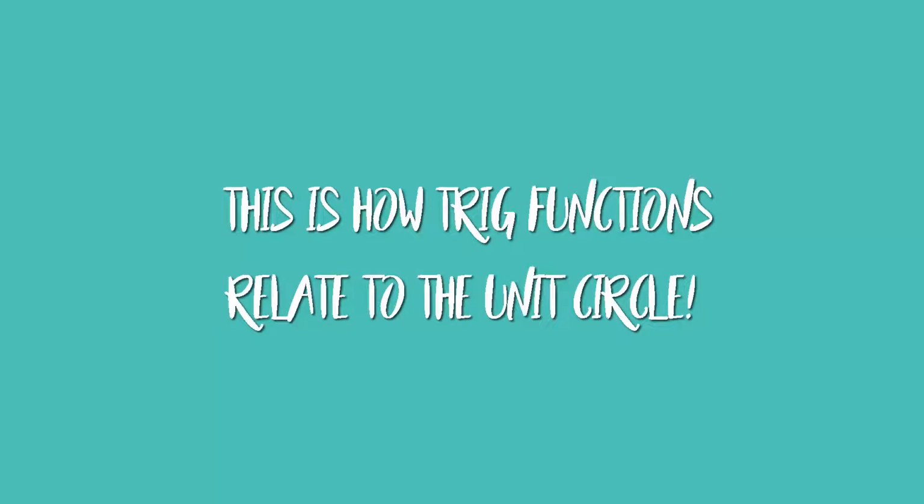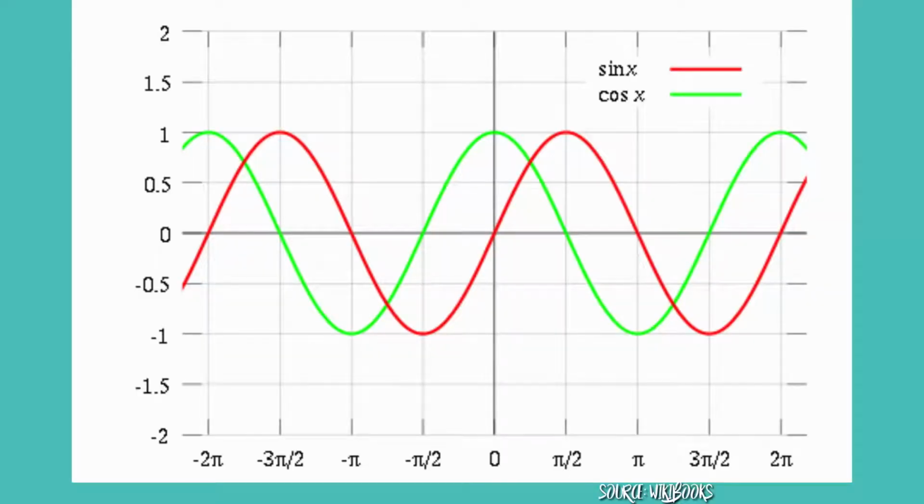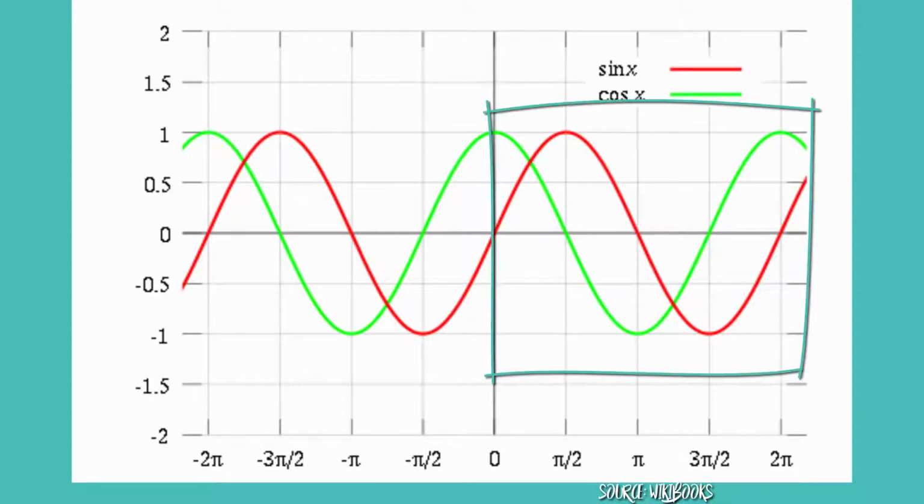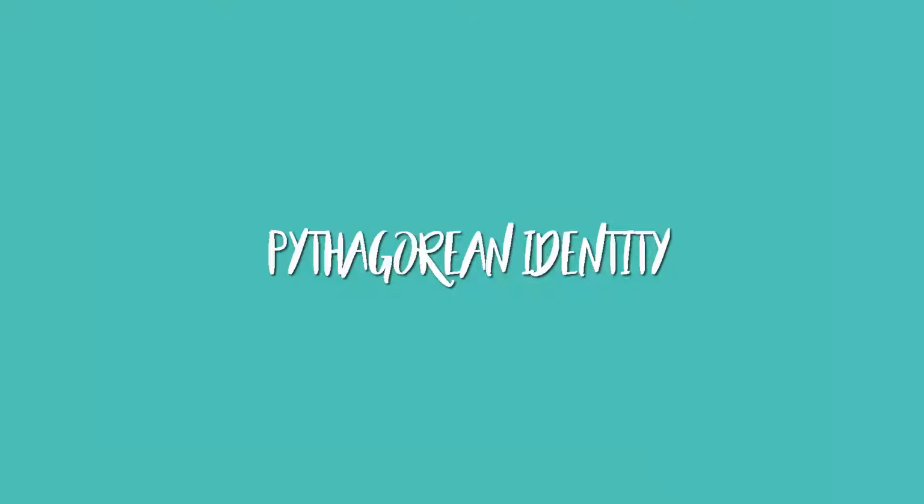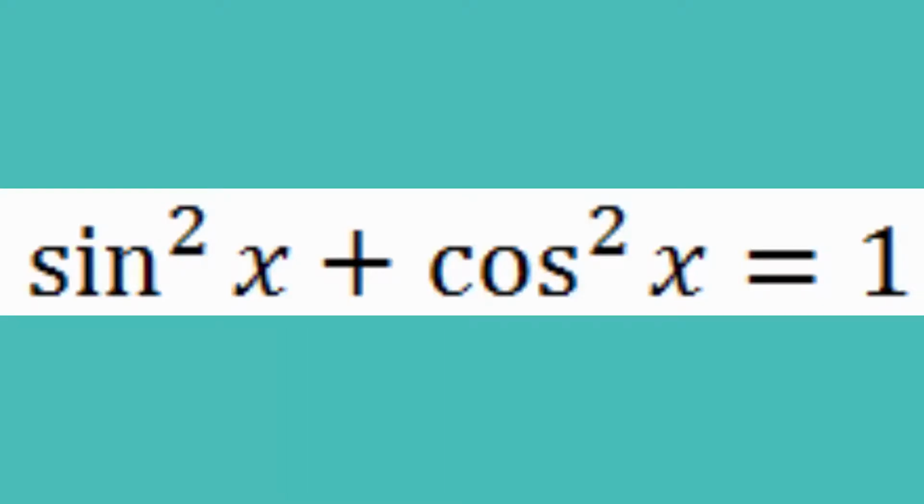Their graphs can also be related. Sine and cosine graphs repeat over and over again, but did you know these specific parts are one unit circle? Also, because of sine and cosine being on the unit circle, the Pythagorean identity can be related to the unit circle. The Pythagorean identity is sine squared theta plus cosine squared theta equals 1.